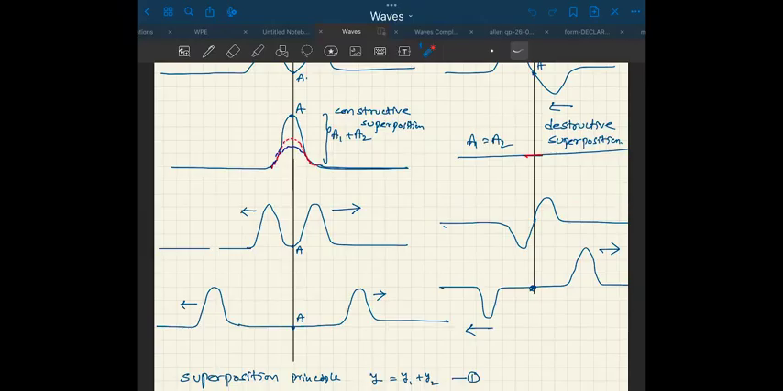I have shown you two superpositions. One, you can see constructive superposition. The other is a destructive superposition. Constructive and destructive. Right. Till here, any doubt? Boys and girls.